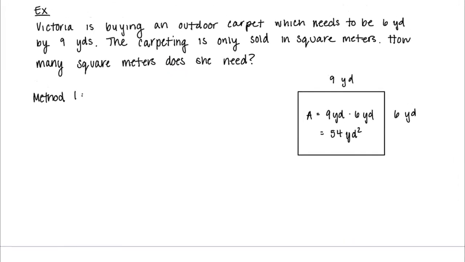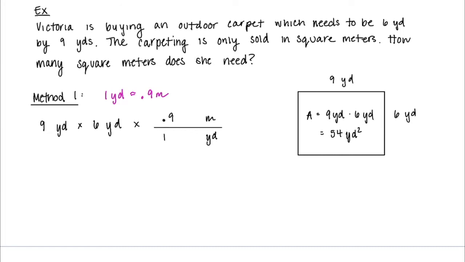But this is going to use the fact that 1 yard is about 0.9 meters. And so I want to do 9 yards times 6 yards. I need to get rid of both of these yard units. So I'm going to multiply by a fraction, get rid of one of the yards with meters by saying 1 yard is 0.9 meters. That will make this one disappear.